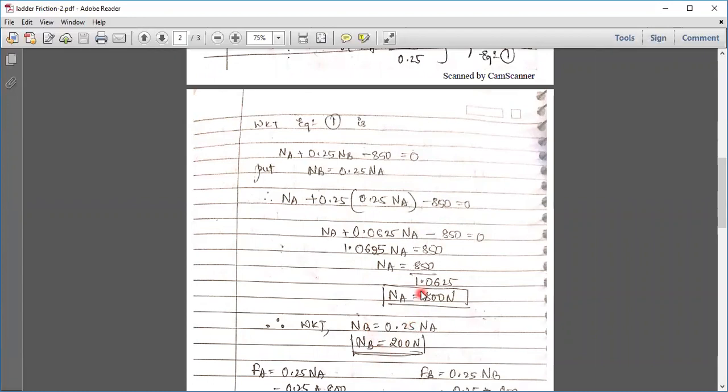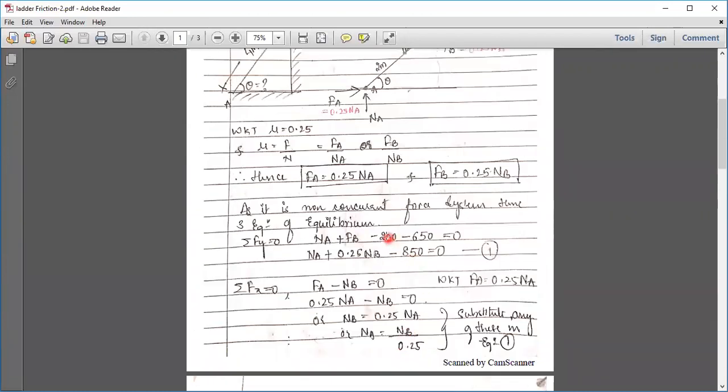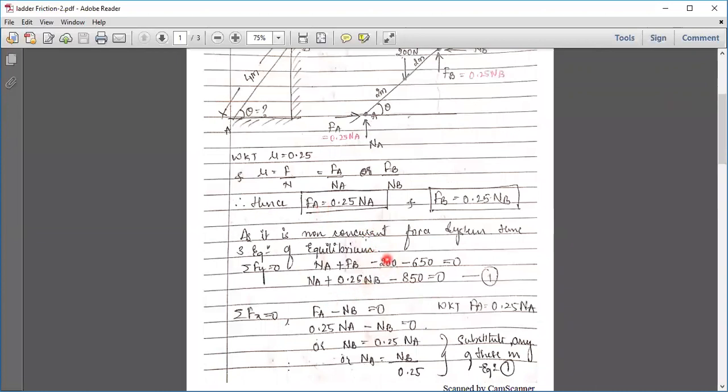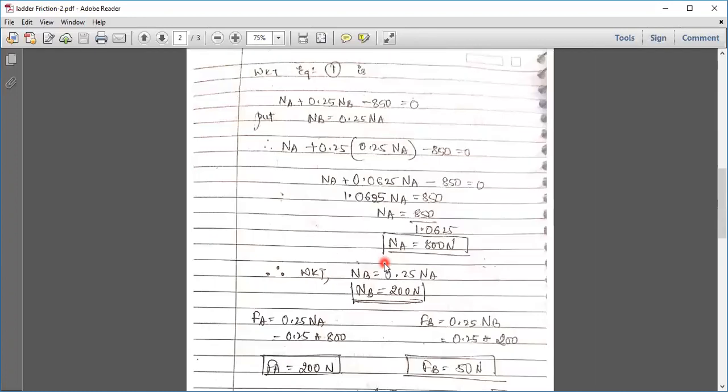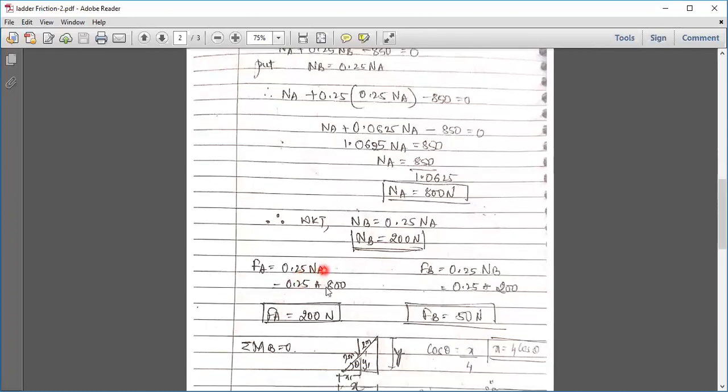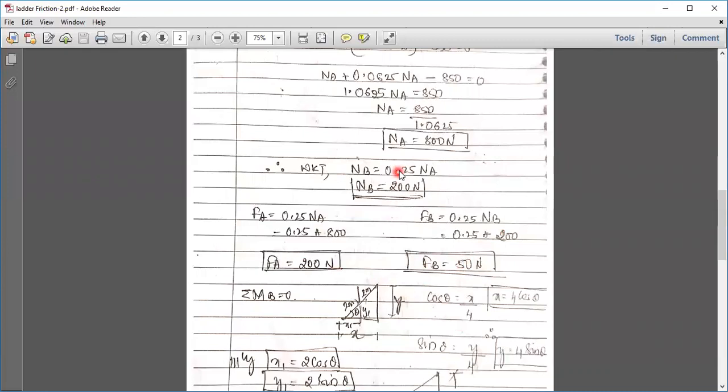I'll get the value of NB. Once I get NA and NB, that is the normal reactions, I substitute them in FA and FB to get the values of FA and FB. So FA is 0.25 times NA. I substitute, I get the value of FA. FB is 2.25 times NB. I substitute, I get the value of FB. Okay, so we've got NA, NB, FA, FB values with us.